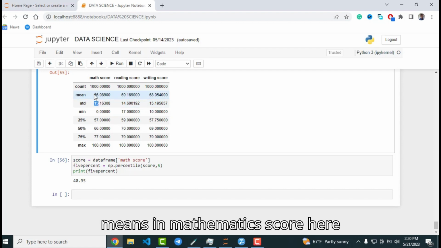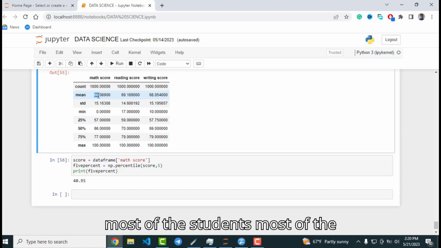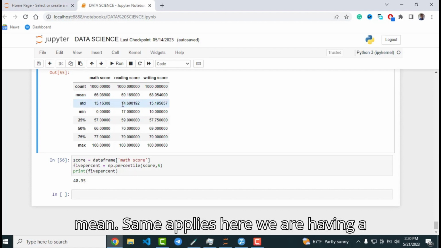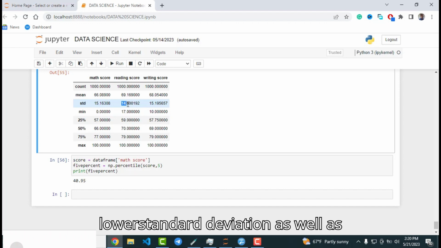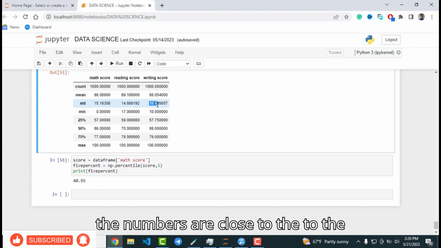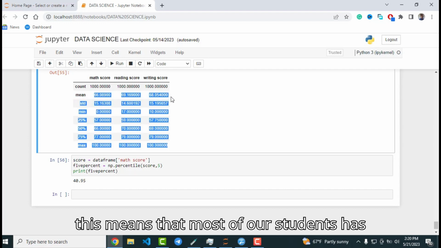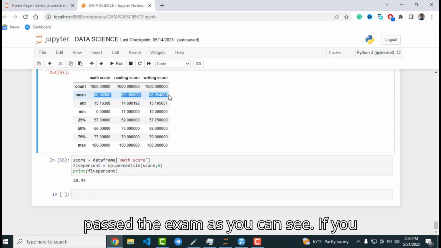Our standard deviation is 15. It means in the mathematics score here, most of the students' scores are closer to the mean. The same applies here. We have a lower standard deviation here as well, and what it means is that most of the numbers are close to the mean, and this is our mean. So this means that most of our students have passed the exam, as you can see.